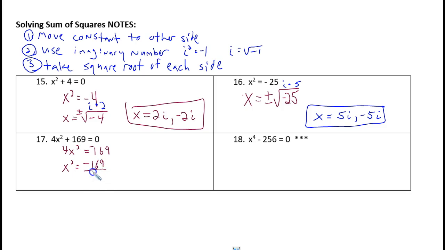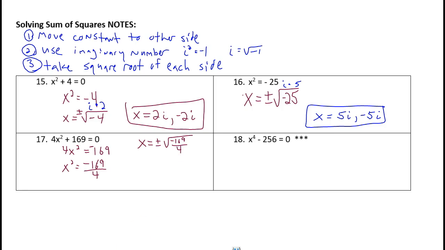Now, you might be tempted to use your calculator to get a decimal version, but if you have your perfect squares memorized, you'll notice that 169 is a perfect square and that 4 is a perfect square, and this is going to be easier to deal with by taking the square root of both sides, leaving it in the fraction form that it is in now. Okay, so x is equal to the positive or negative square root of negative 169 over 4.